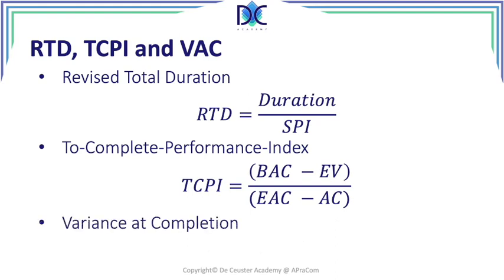Then we have the variance at completion, which is the estimate at completion minus the budget at completion. We see the difference here. It should be the BAC minus the estimate at completion, because when the VAC is negative, we are above budget, and that's important to know. So it should be BAC minus EAC.